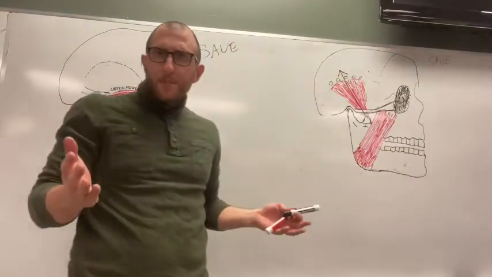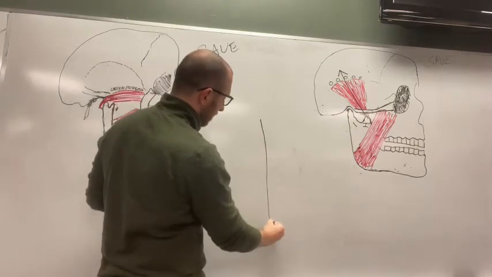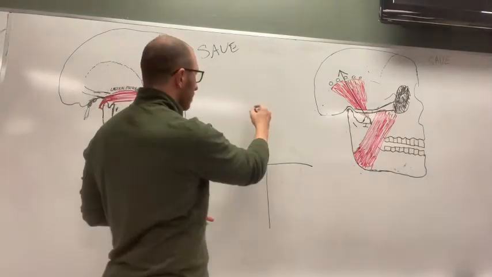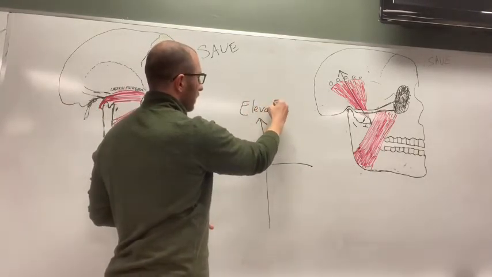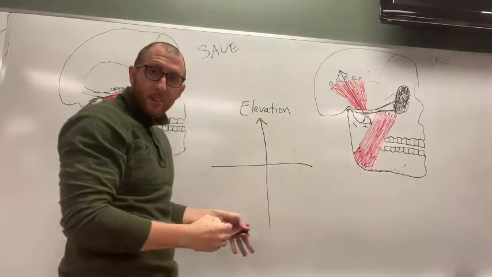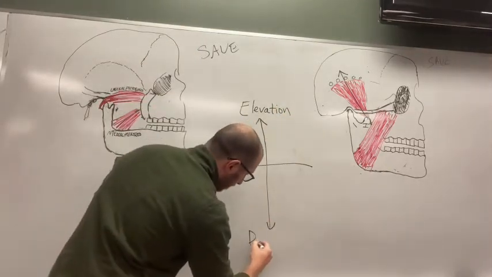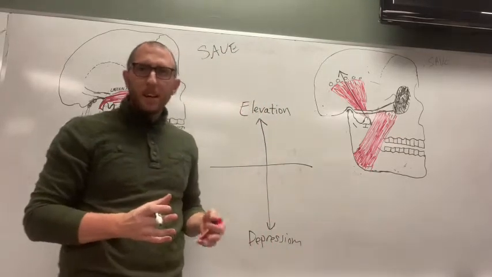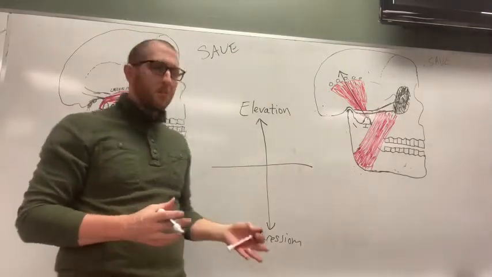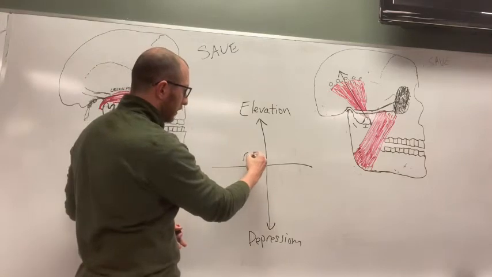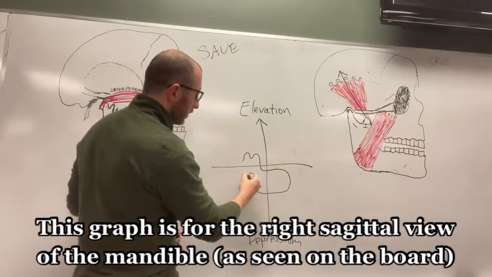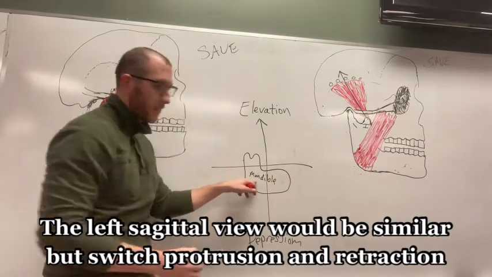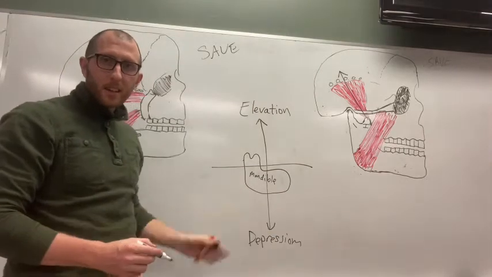From those four, we can make a graph. And the graph can look something like this. The up arrow would be elevation. I wrote this out for you here, elevation. The down arrow would be depression. And we're always talking about that TMJ, temporomandibular joint, mandibular movement. And let me get the mandible in here for you. Okay, so this is the mandible right here. Take it up, elevation, take it down, depression.